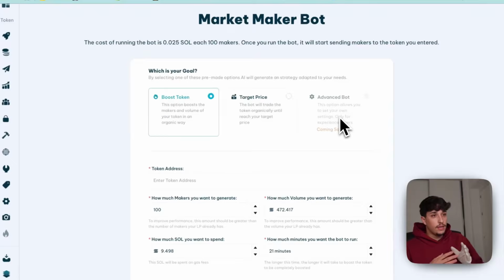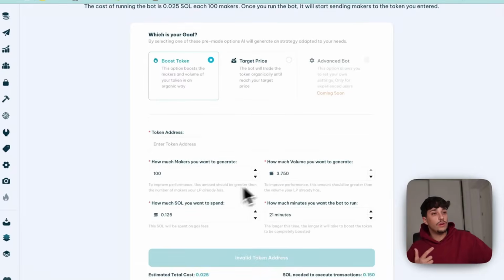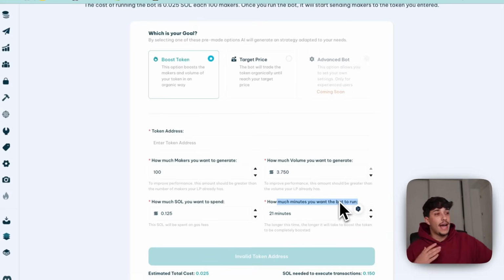The boost token option allows us to set how many makers we want, how much volume we want, how much SOL we want to spend, and the time span of the bot. So for example, if I want 1,000 makers, I can put 1,000 makers here, how much volume I want for those 1,000 makers, and within how much time. For example, you can select 12 hours, 1 day, 1 hour, as you want. Okay, this is really important.